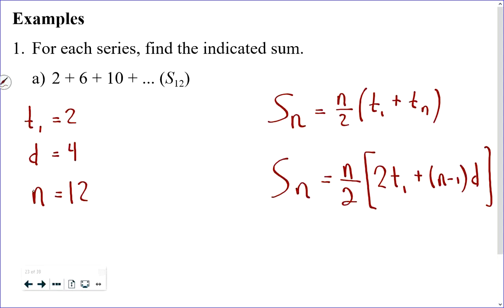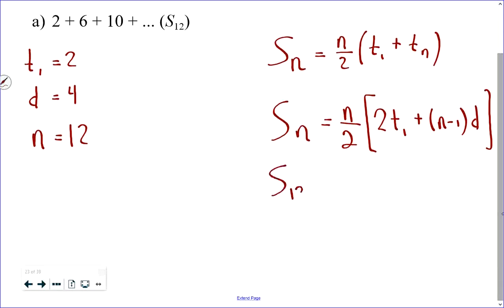So all we're going to do is put the numbers in here. S12 equals 12 over 2 times 2 times 2 plus n minus 1. I so want to write 11 here. Right? N minus 1. I'm going to slip into that mode sooner or later, but for now I'll just write 12 minus 1, and then times d, which is 4.